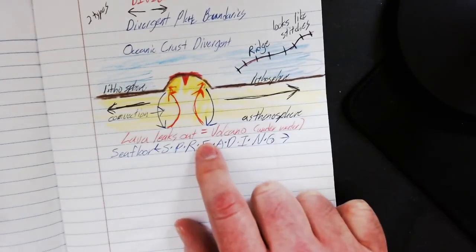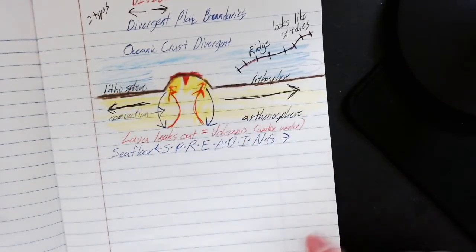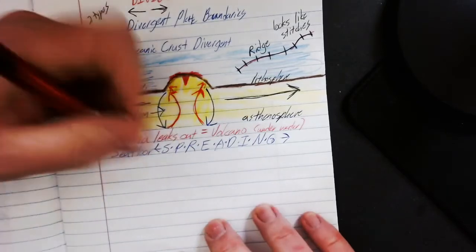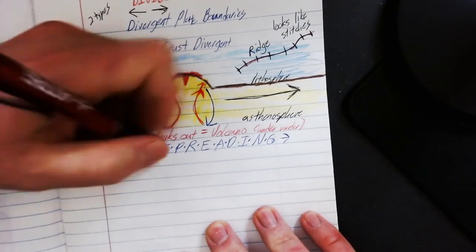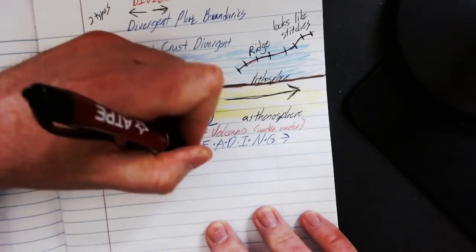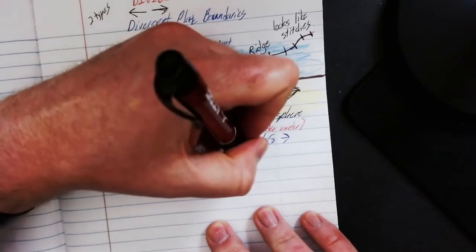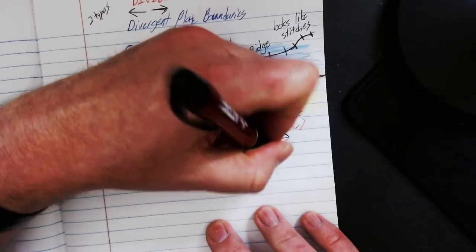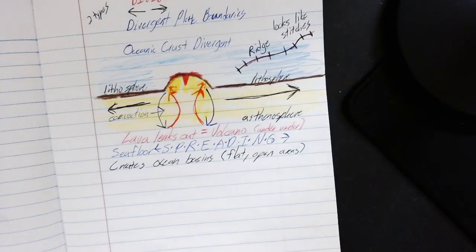In this unit, you're going to need to know what it makes. So seafloor spreading at the ocean crust divergent plate boundary creates ocean basins. And basins are flat open areas. As those areas widen up, you get more ocean. You get a bigger and bigger ocean.